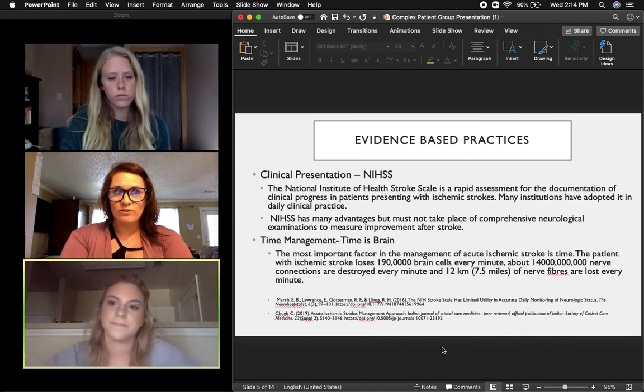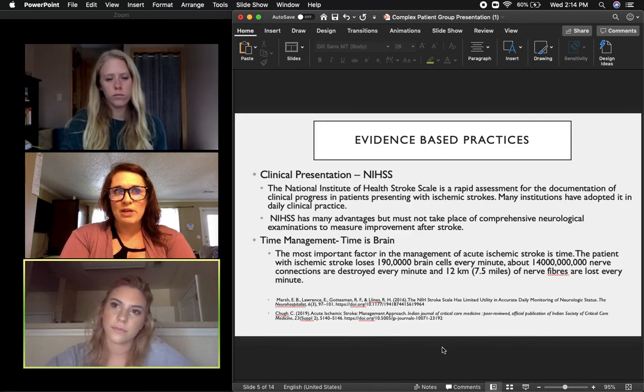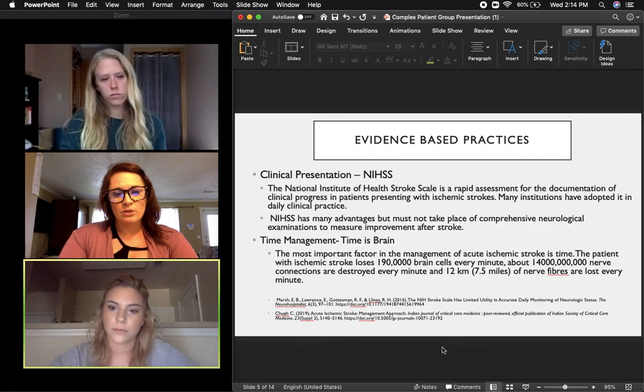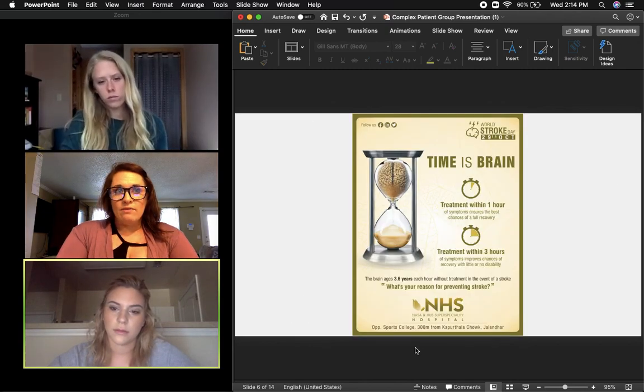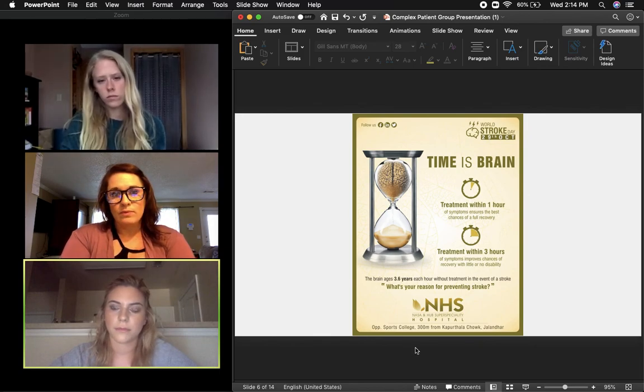So TPA improves the chance of recovery from a stroke. Studies also show that patients with ischemic strokes who receive TPA are more likely to recover fully and have less disability than a patient who does not receive that therapy.